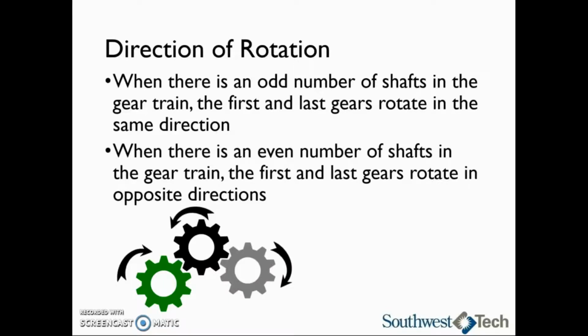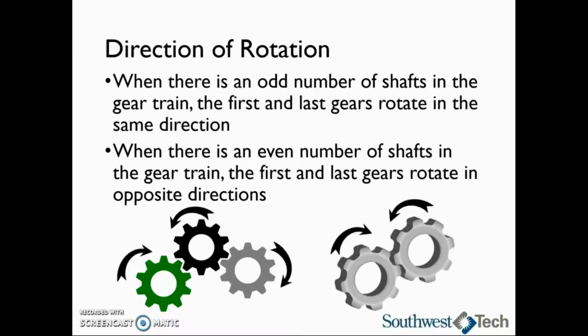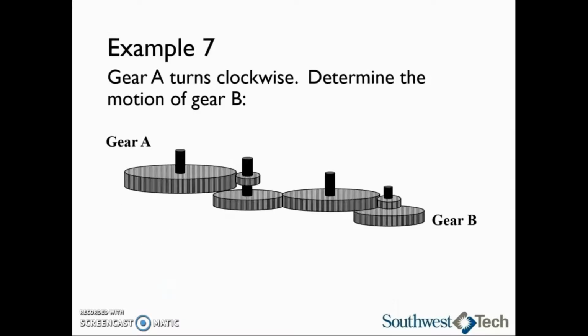However, when there is an even number of shafts in the gear train, the first and last gears rotate in opposite directions. In the second picture, there are 2 gears on 2 separate shafts. The first one rotates clockwise, and the second one rotates counterclockwise. Let's take a look at one quick example regarding direction of rotation. Gear A turns clockwise. Determine the motion of gear B.